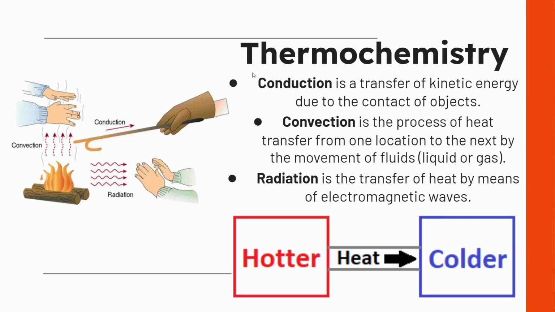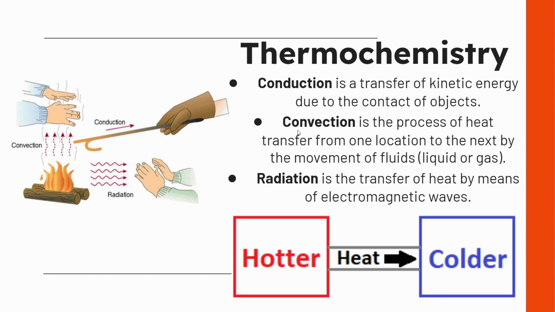All right, and then the three modes of heat transfer. So conduction is, if you look at the metal rod here, so the tip of the metal rod is heating up and it's starting to move the heat and the energy all the way up through the rod, just because the rod itself, the molecules of the rod are in contact with each other. So that is how the heat is moving. So kinetic energy due to contact.